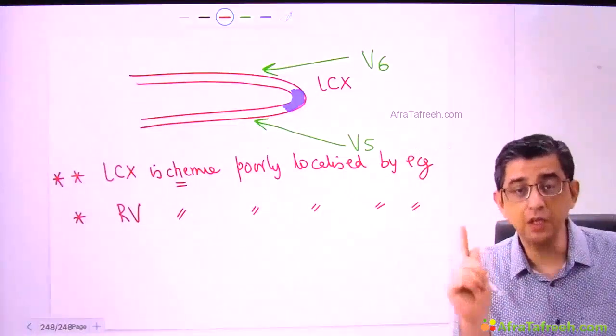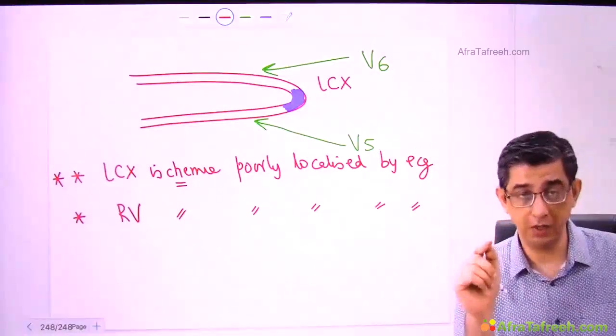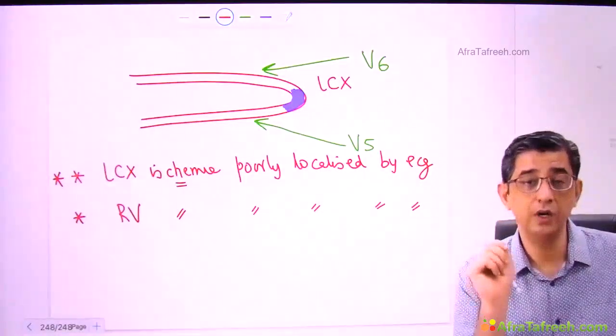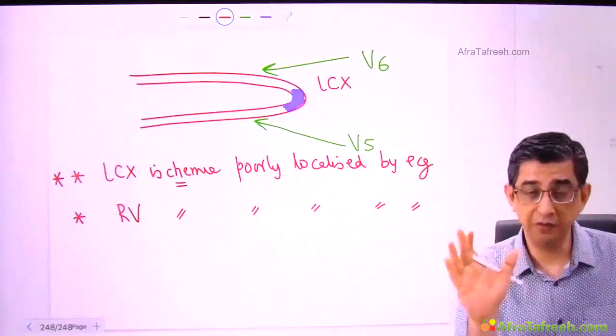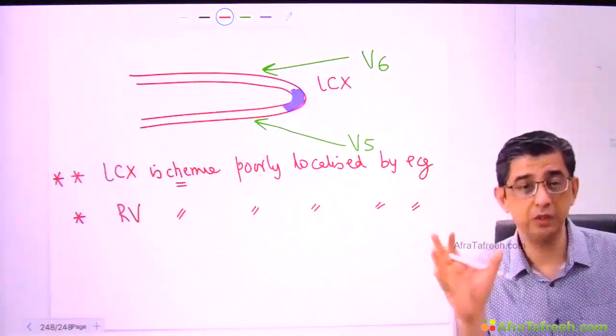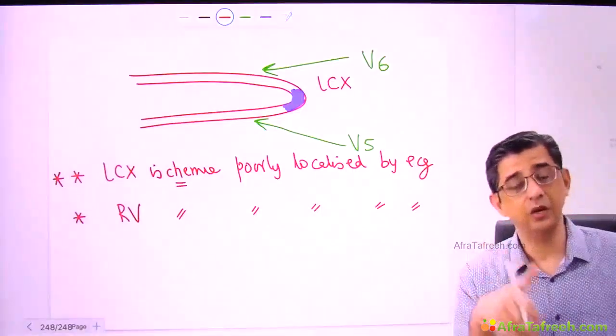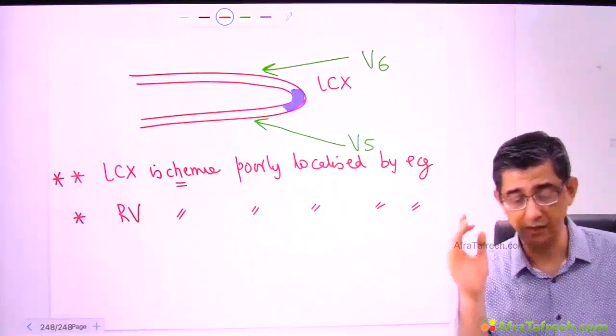If they ask a single best response, which artery ischemia, mark my words there, if they say which artery ischemia may not be identified with respect to evaluation by ECG, then the first answer in the question should be given as left circumflex artery.